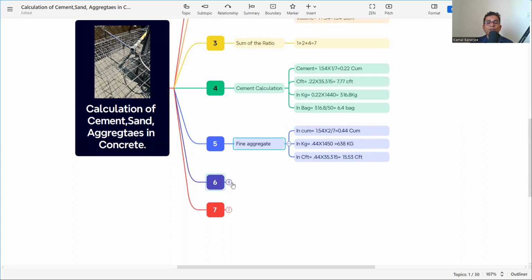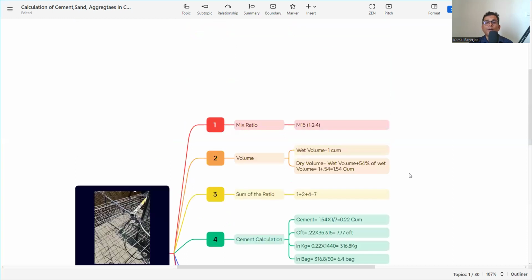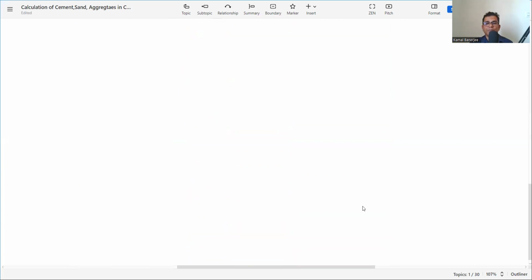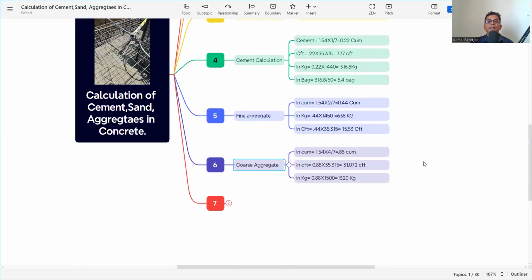So after getting the fine aggregate, what is my next part? Yes, the coarse aggregate we need to calculate. In cubic meter, how much will be coming? Total volume is 1.54 and there are 4 parts of aggregate. The sum of the ratio is 7. So 1.54 into 4 divided by 7. Why? 1.54 is my volume, 7 is the sum of the ratio, and 4 is the 4 parts of coarse aggregate inside the volume. So 1.54 into 4 by 7 is 0.88 cubic meter.